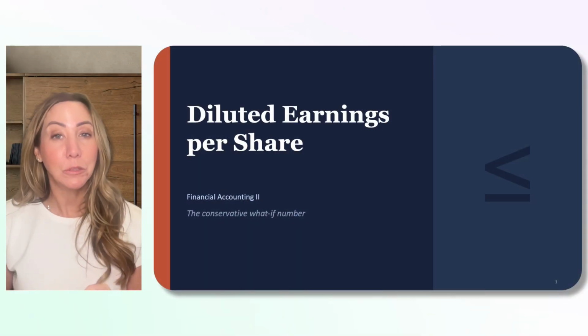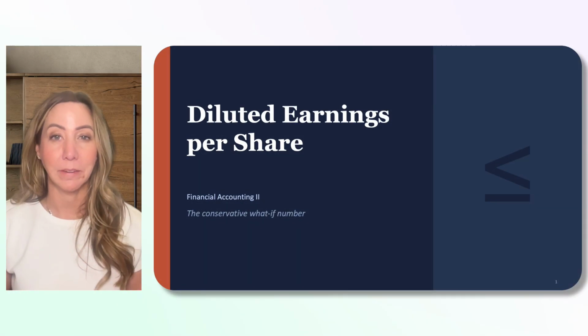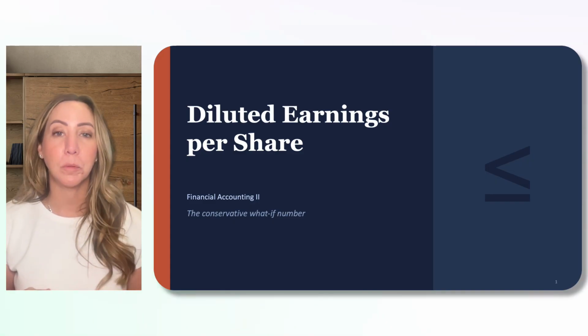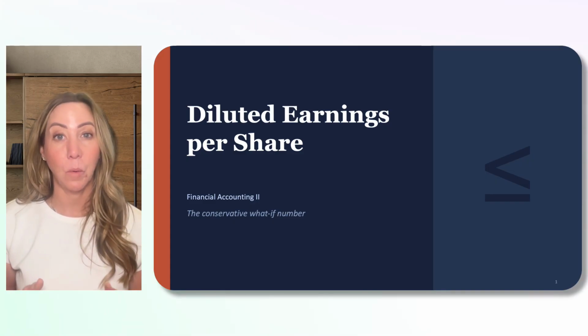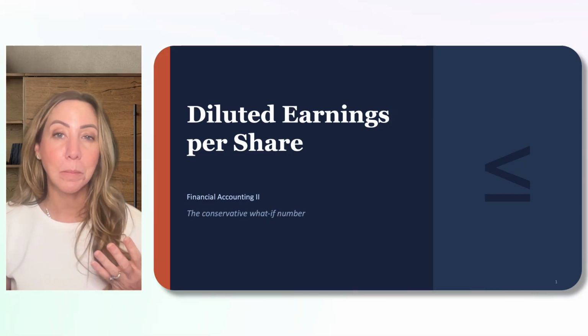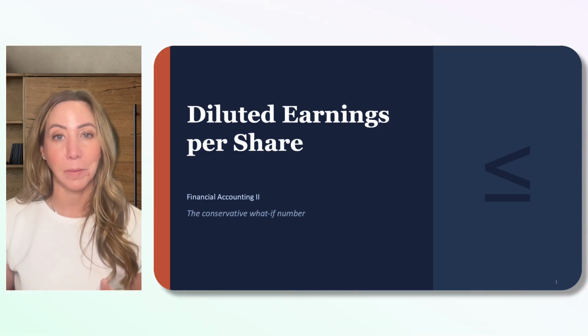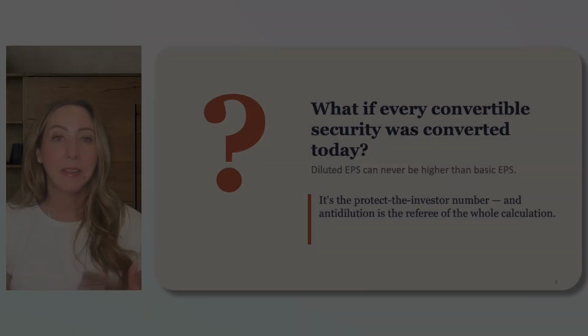At this point, you should know how to compute basic earnings per share, real income divided by real shares. In this lesson, we compute its more cautious sibling, diluted earnings per share. Diluted EPS answers a what-if question, and companies with convertible securities or stock options are required to report both numbers. By the end of this lesson, you'll have a 4-step routine that handles any diluted EPS problem that could be thrown at you.